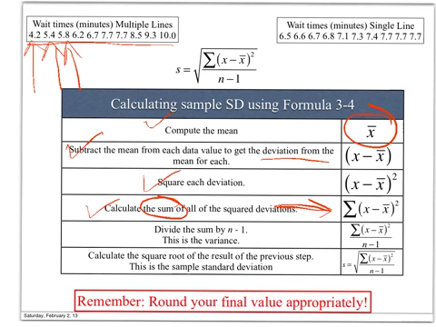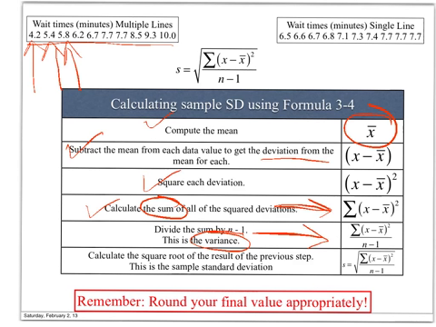Then you take that number and divide it by n minus 1. n is 10, so you're going to divide by 9. This is what's called the variance. Before you take the square root, the number that you have is called the variance. If that's what you want, then you would round it appropriately and report it.